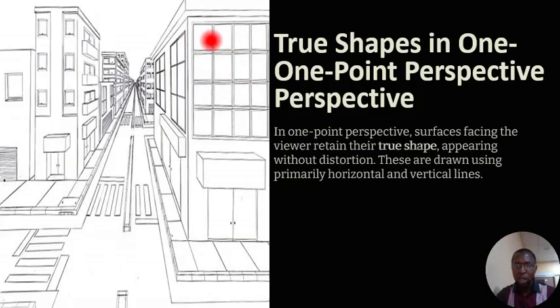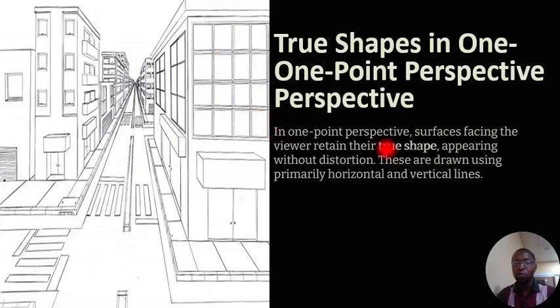You can see this is a kind of building, okay, with a road at the center here, and another building here. Now this building is facing the viewer, and that's why you could see the windows in the form of rectangles, drawn using horizontal lines and vertical lines.